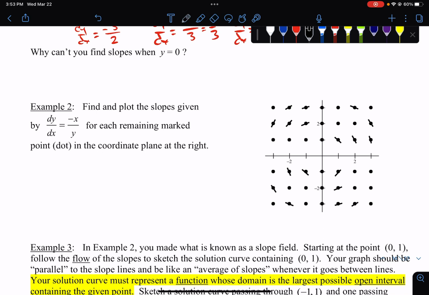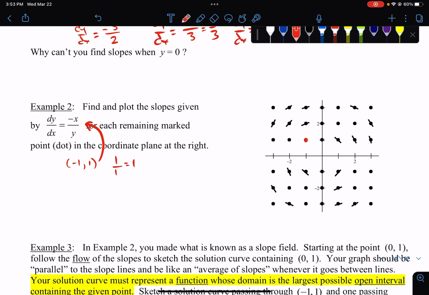So what it wants us to do is take the derivative and plug in these different points. Let's start with this one right here. This point is (-1, 1), so I'm going to plug those numbers into my derivative function. I plug a -1 on top and I get a +1. I plug a 1 on the bottom and I get a +1. So my slope at that point is 1.